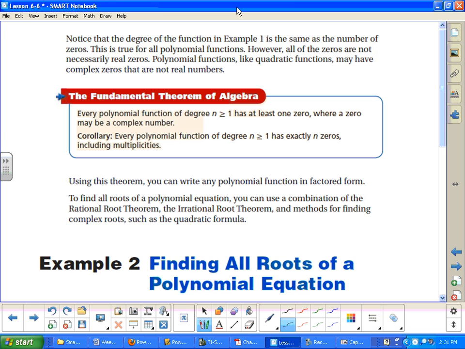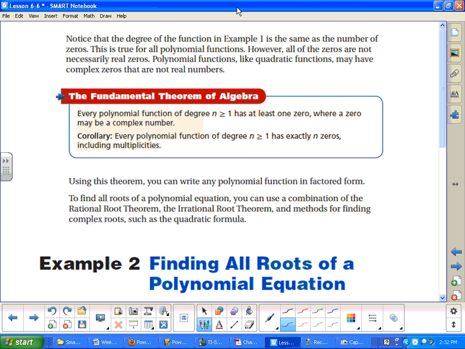Well, when do I see a complex number? You see a complex number when you end up taking the square root of a negative number. Okay? Square root of negative 5, plus or minus the square root of 5 i.